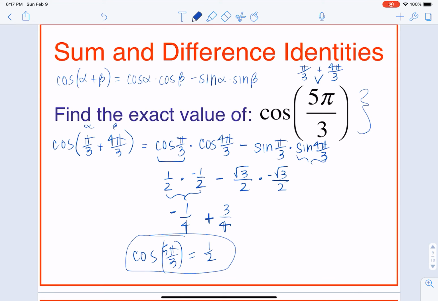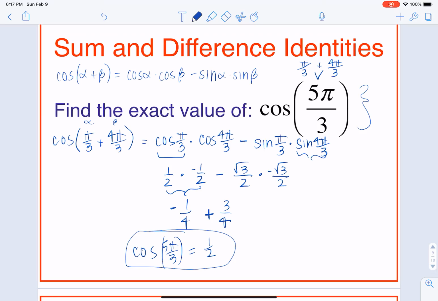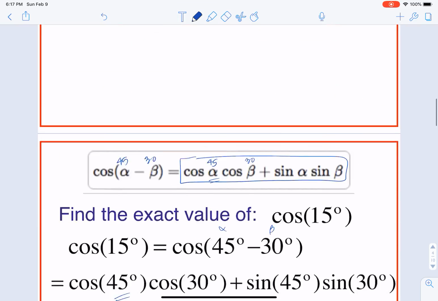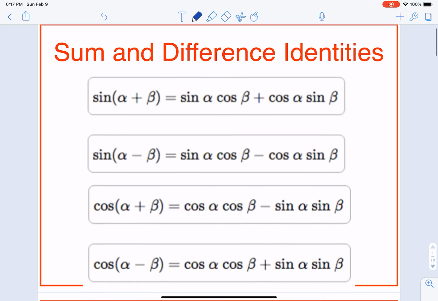So you have some problems to do for homework. I'd suggest having your unit circle out in front of you as you work through some of these. And I'm going to scroll back up to the top right now, so that if you didn't get a chance to screenshot or write these down, you have an opportunity to do so now.